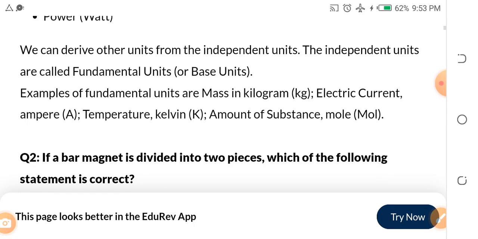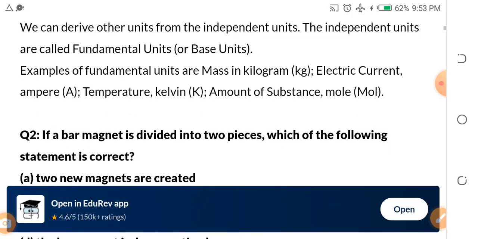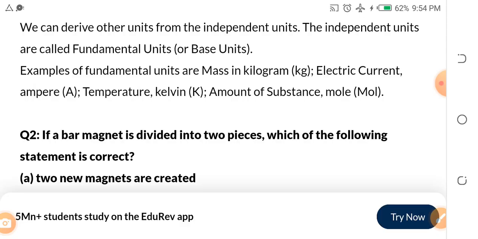Okay. I said we can derive other units from independent units. The independent units are called fundamental units or base units. So in physics, we have independent units or base units, fundamental units, and then we have derived units. It is from the fundamental units that we derive the other units. Examples of fundamental units are mass, electric current, temperature, amount of substance, mole, and all the rest.